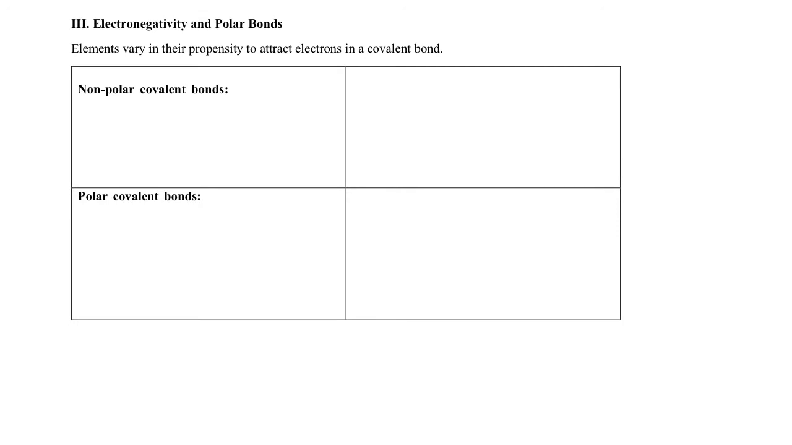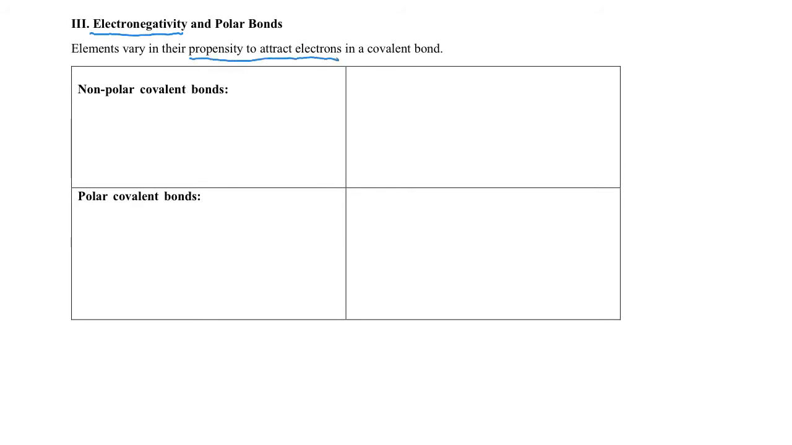Now, it turns out not all covalent bonds are created equal. And we are going to learn about the 2 major types of covalent bonds, those being polar covalent bonds and the other being nonpolar covalent bonds. So let's look at what that means and how to identify it when you see it. So first, let me describe to you this term electronegativity.